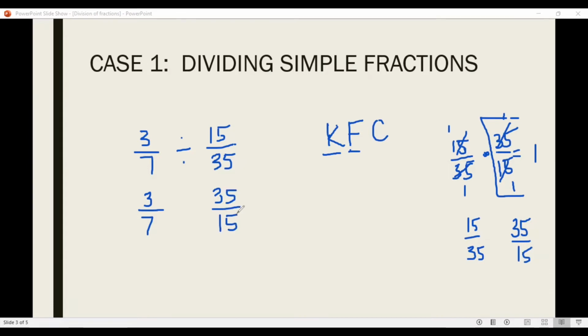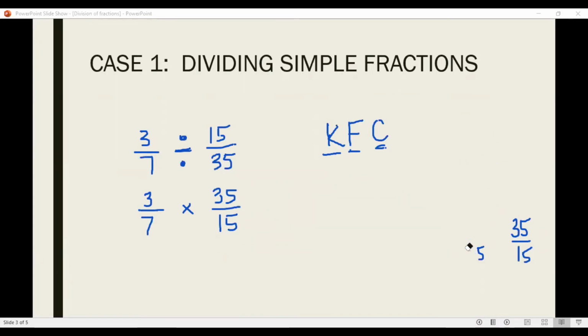And the C here means change the operation to multiplication. Basically this is division, so we are now going to change that operation to multiplication. So we have 3 over 7 multiplied by 35 over 15. Now you might be wondering why we arrive at this, because this is originally in division, and then we resort to this method: keeping the first term, flipping the second, which means you get the reciprocal, and then changing it to the multiplication operation.